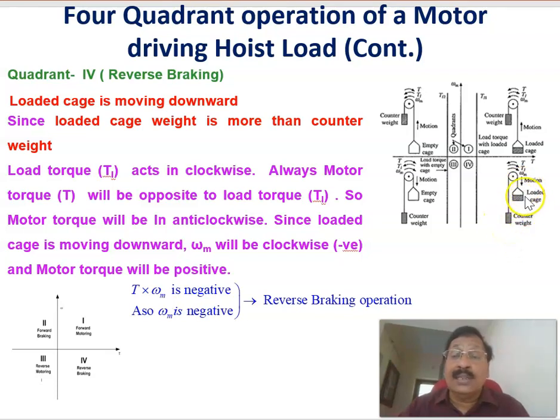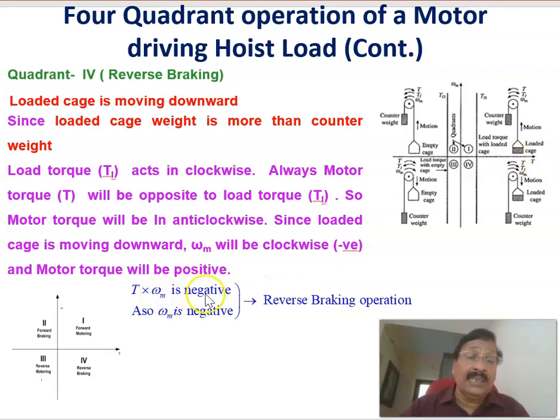Since this weight is more than the counterweight, the load torque will be in the clockwise direction. Therefore, the motor torque will always be opposite to the load torque, which will be in the anti-clockwise direction. The anti-clockwise torque is taken as positive. That is why torque is positive, but the loaded cage is moving downward, so omega m is clockwise, which means omega m is negative. Therefore, omega m is negative and torque is positive.